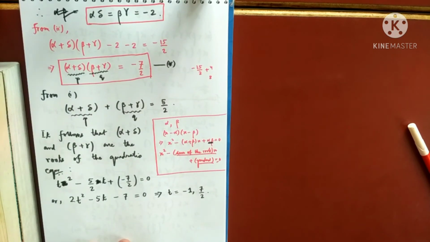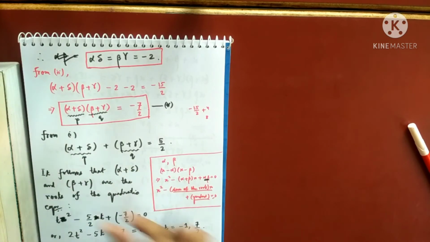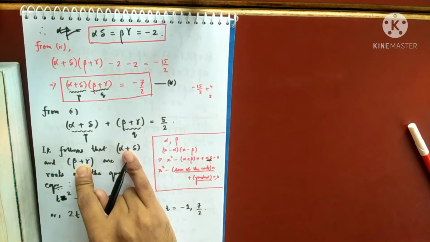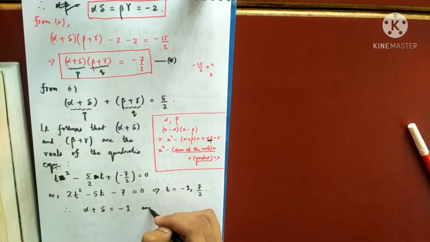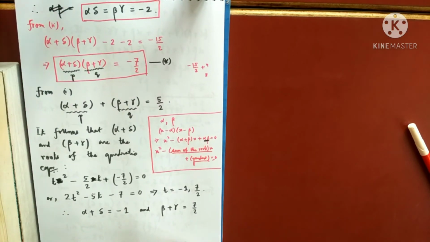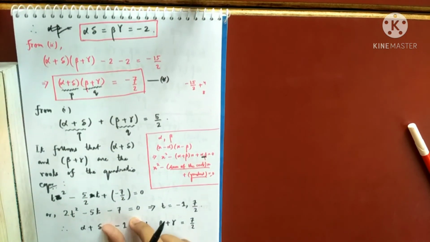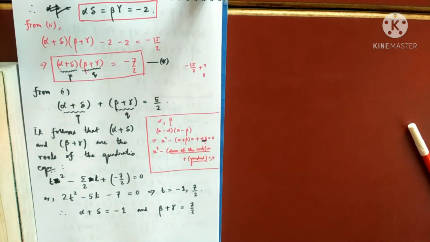So that means one root is minus 1, another root is 7 by 2. You can also take it in the opposite sense. So one of them is minus 1 and one of them is 7 by 2. Therefore, alpha plus delta is minus 1 and beta plus gamma is 7 by 2. You can interchange their roles also, doesn't matter. Because I know alpha plus delta is a root and beta plus gamma is a root, and I know the roots of this quadratic.